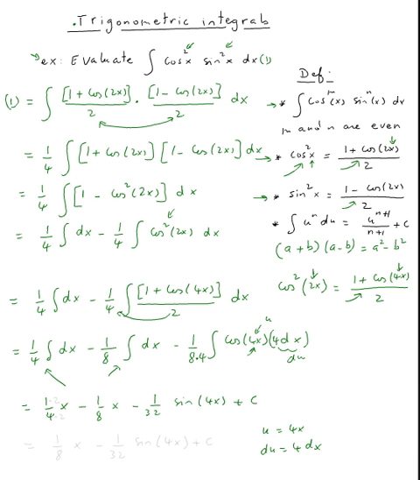Well, let's rewrite this. What would be 1 over 4 minus 1 over 8? Let's multiply this by 2, right? So 2 minus 1 will be 1 over 8. So 1 over 8 x minus 1 over 32 sine of 4x plus c. And that's it for this example.